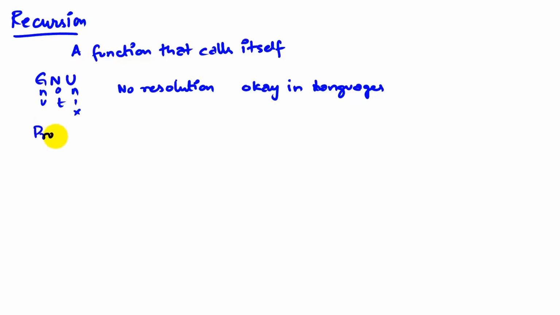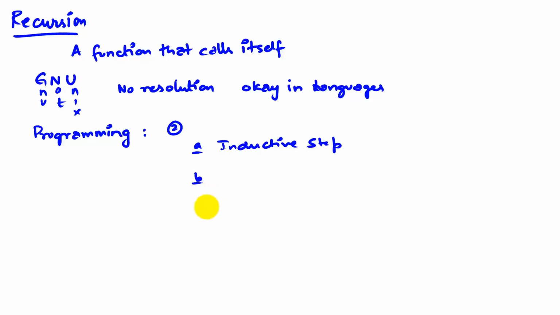Exactly. So in programming, for recursion to work, it needs two things. A, it has to have a self-referential statement, which we call an inductive step. And B, which is very important, is a base case. So what's a base case? A base case is what stops the recursion from running amok. So let's take an example.